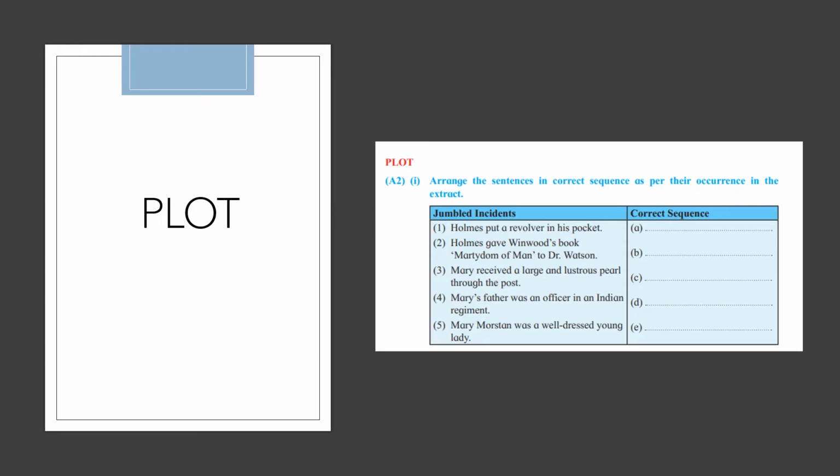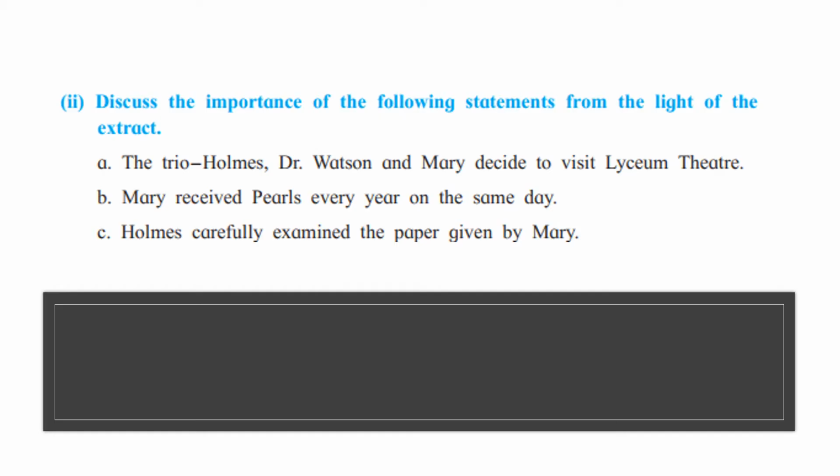Arrange the sentences in correct sequence as per their occurrence in the extract. First one, Mary Morstan was a well-dressed young lady. Second, Mary's father was an officer in an Indian regiment. Then Mary received large and lustrous pearls through the post. Holmes gave Winwood Reade's book, The Martyrdom of Man, to Dr. Watson. Holmes put a revolver in his pocket. Question number 2, second one.